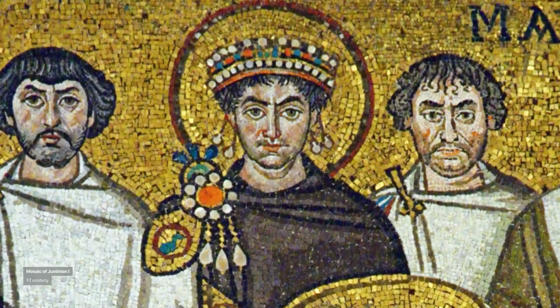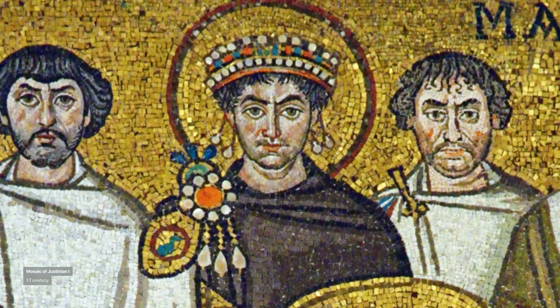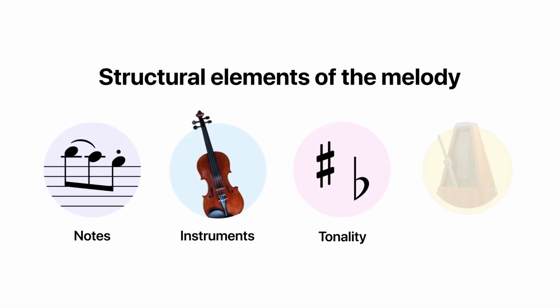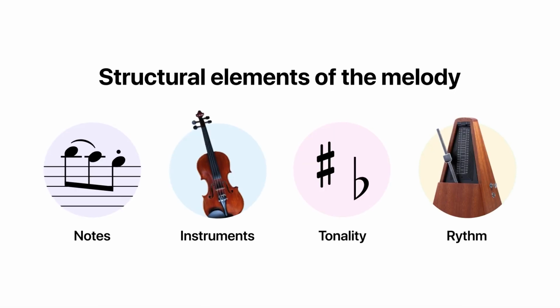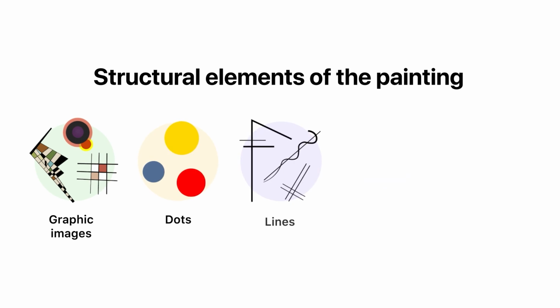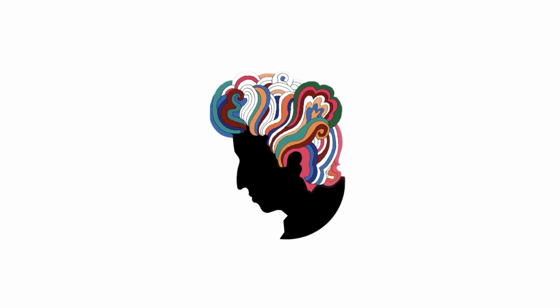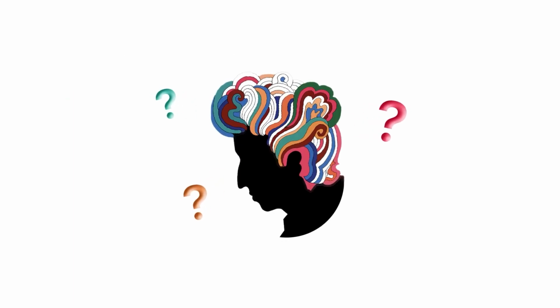A composition can be compared to a mosaic, comprised of individual structural elements. In music, such elements include notes, instruments, keys, and rhythm. In literature, these are words, plot, and metaphors. In visual arts, these are graphic images formed from dots, lines, spots, and colors. But what elements make up a graphic design composition?